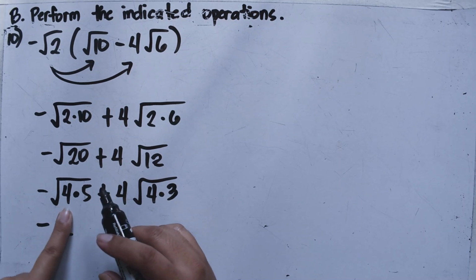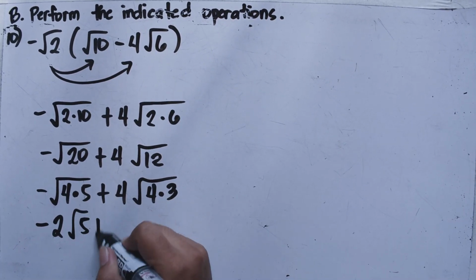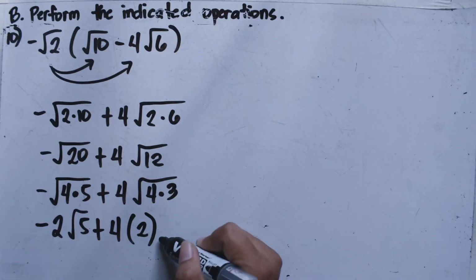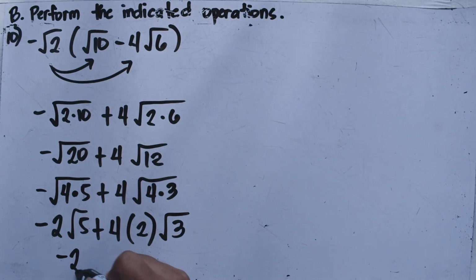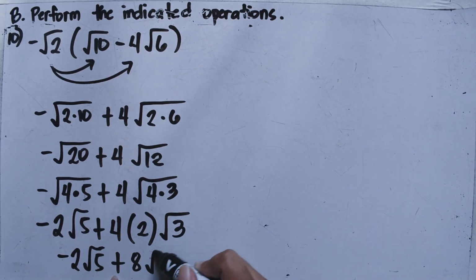Dahil wala naman siyang kasama, pwede ko nang hindi lagyan ng parenthesis. So, si 2, matitira sa loob si 5. Plus, copy 4. And then, pag nilabas ko si square root of 4, we have 2. And then, just copy 3. Simplify. So, we have negative 2, square root of 5. 4 times 2 is positive 8, square root of 3.